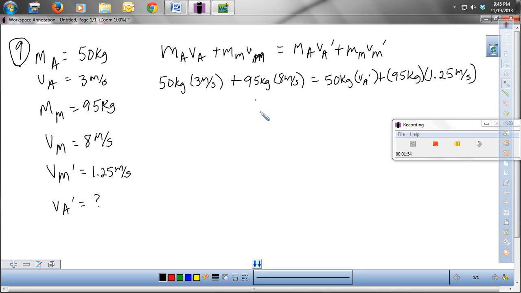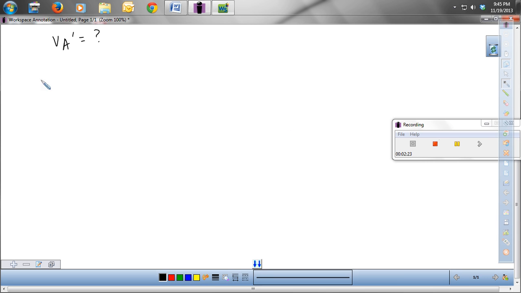So I did the math and I got VA prime, the speed of Andrew after all this, to be 15.825. Yeah, 15.825. So I could not find any mistakes to tell me why my answer didn't match the correct answer at the bottom. Maybe you can figure it out and let me know.